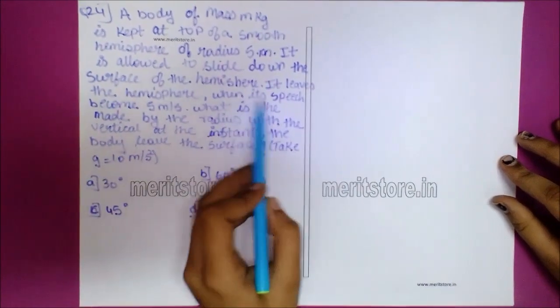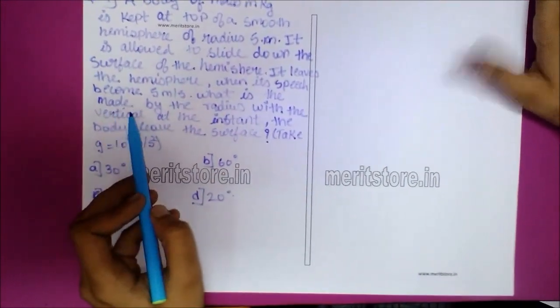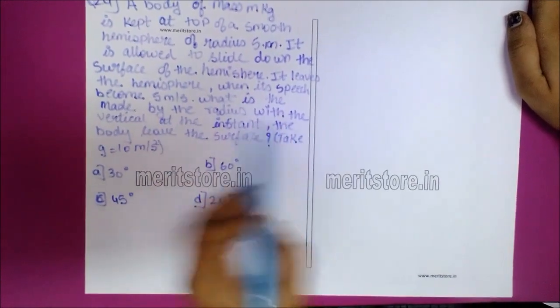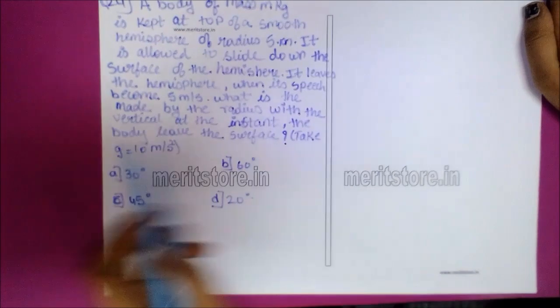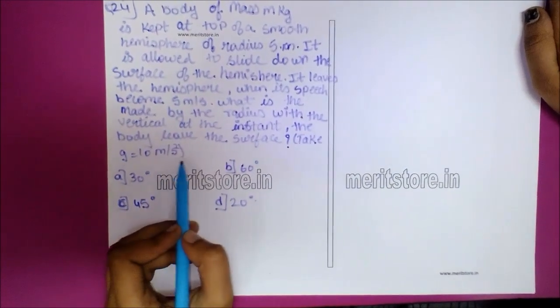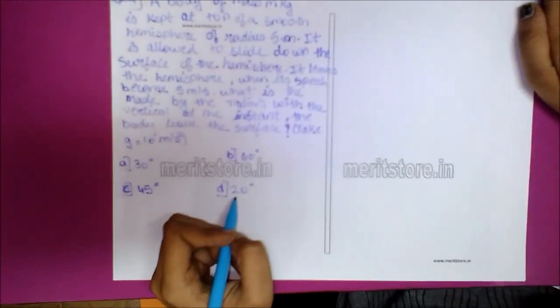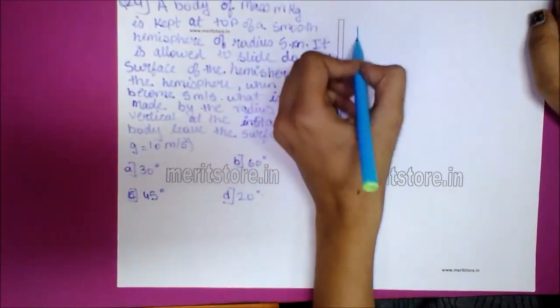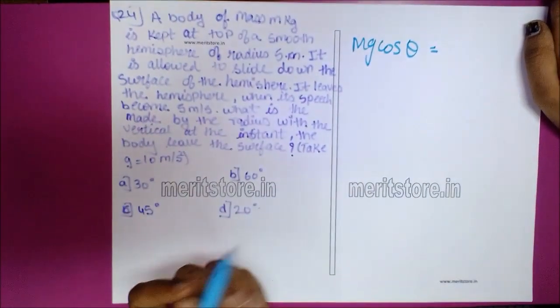It leaves the hemisphere when its speed becomes 5 meter per second. What angle is made by the radius with the vertical at the instant the body leaves the surface? We have to take g as 10 meter per second square. Options: A 30 degree, B 60 degree, C 45 degree, D 20 degree. So here we know mg cos theta.